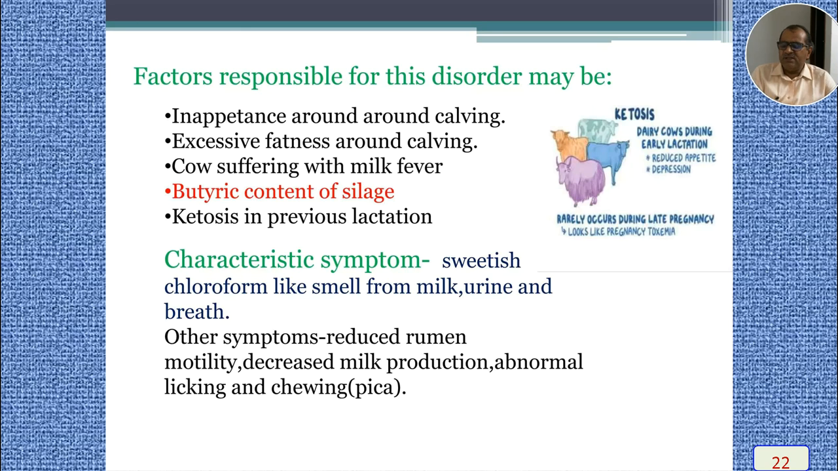Then the classical clinical signs of the ketosis are, if you go nearby the cow, we will get a sweetish chloroform-like smell or acetone-like smell, and the urine and breath will also have a sweetish smell. And the other symptoms are reduced ruminal motility, decreased milk production, then abnormal licking and chewing. That's also called pica.